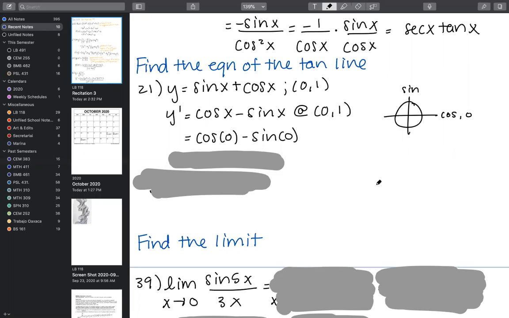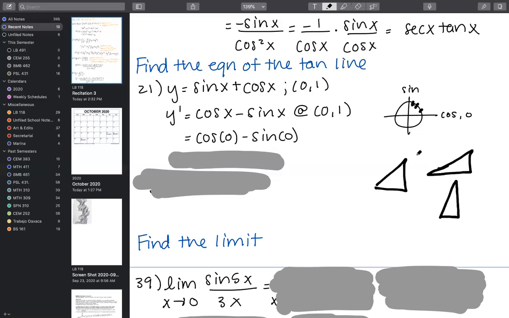But for example, there's pi over 6, pi over 4, pi over 3, and then pi over 2. Pi over 6 is going to look like this, long and skinny. And then pi over 3 is going to be exactly the same triangle, only vertical. And so the values are the same. You memorize the same set of values.